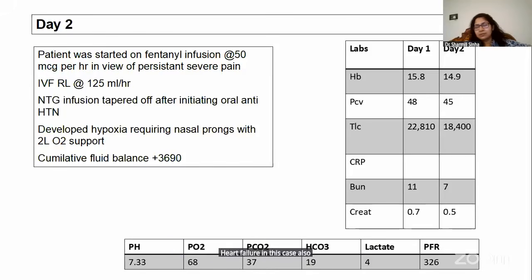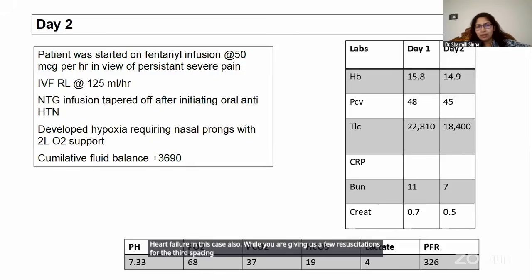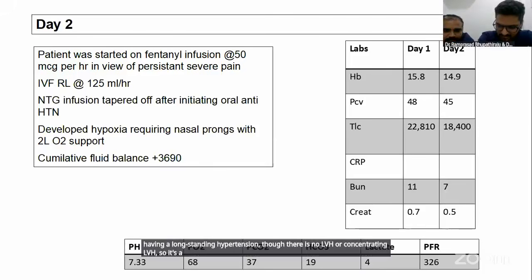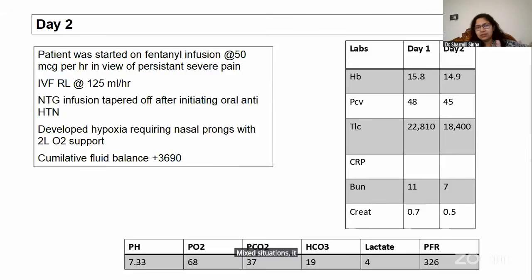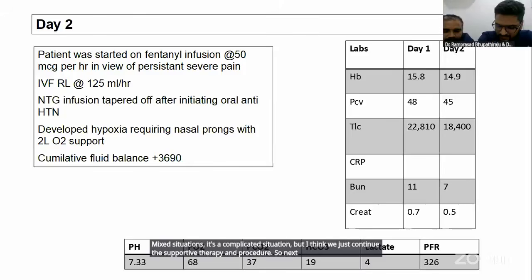While you are giving fluid resuscitation for the third spacing and relative hypovolemia, this patient might also be having long-standing hypertension, though there is no LVH or concentric LVH. So it's a mixed situation. It's a complicated situation, but I think we just continue the supportive therapy and proceed here. So next, what did you do?